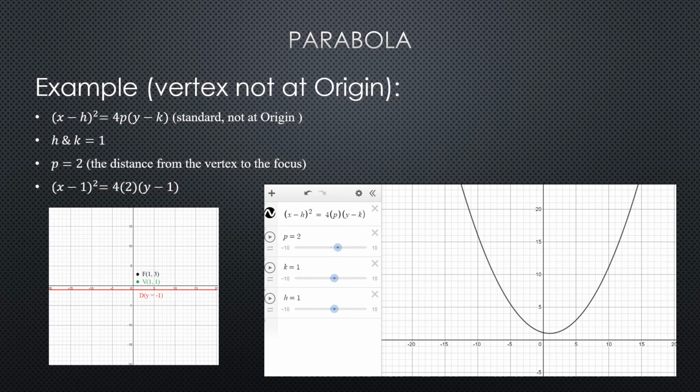Now comparing that to my previous prediction with the directrix and the focus and the vertex, I can see that my vertex is in fact at 1, 1. And if you drew in your directrix and your focus and made some measurements, you can make the measurements from the directrix to the parabola and then from the parabola to the focus. All those distances should be equal.